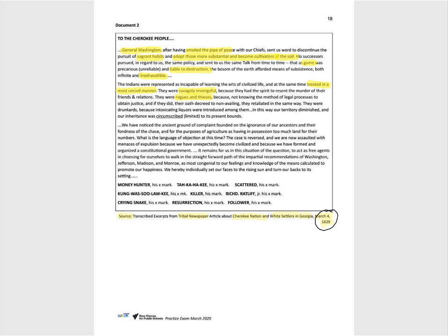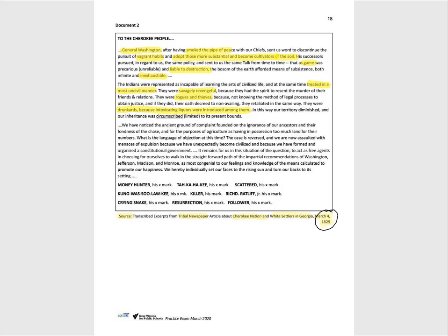They were drunkards because intoxicating liquors were introduced among them. In this way, our territory diminished, and our inheritance was circumscribed, which just means limited, to its present bounds. We have noticed the ancient ground of complaint founded on the ignorance of our ancestors and their fondness of the chase, and for the purposes of agriculture as having in possession too much land for their numbers.